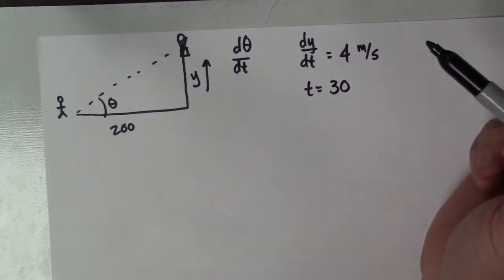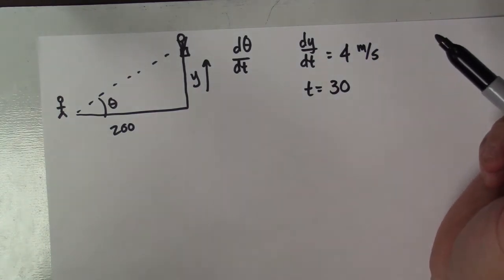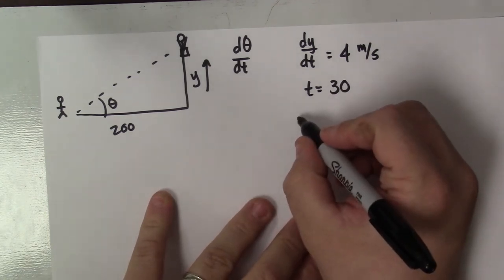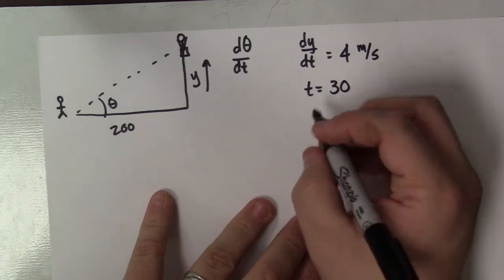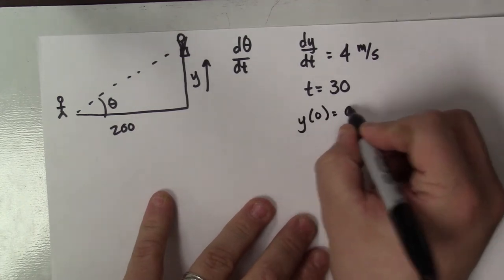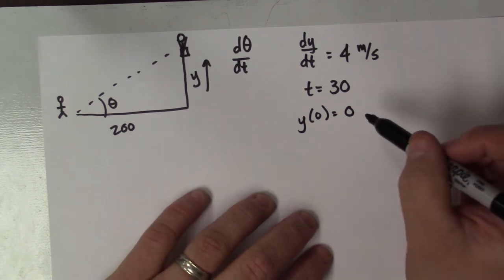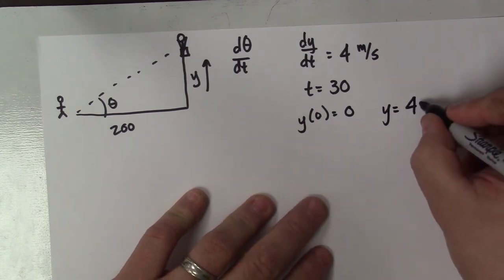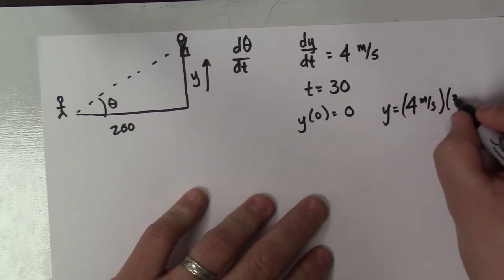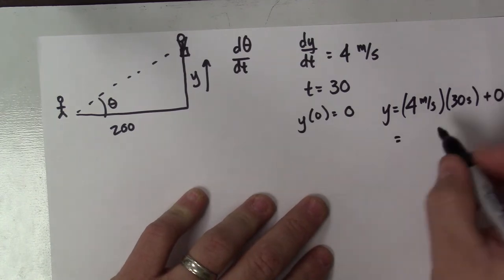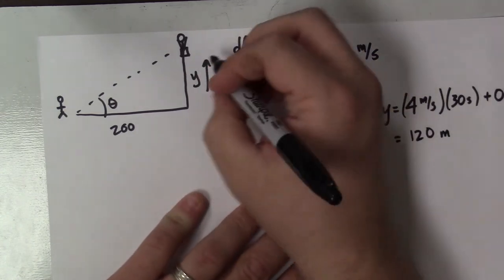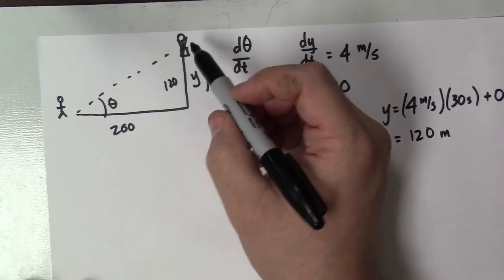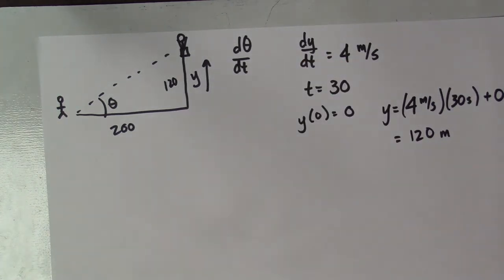All right, well, let's figure out what we know. After 30 seconds, y at zero is zero. That's what's on the ground. So I know that y equals 4 meters per second times 30 seconds plus zero, which means the balloon is 120 meters in the air. So y equals 120.